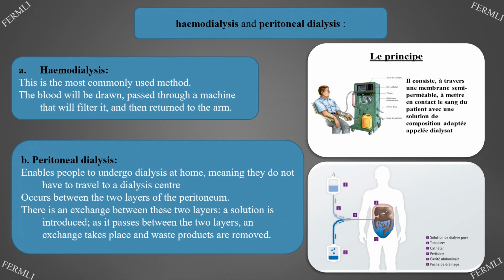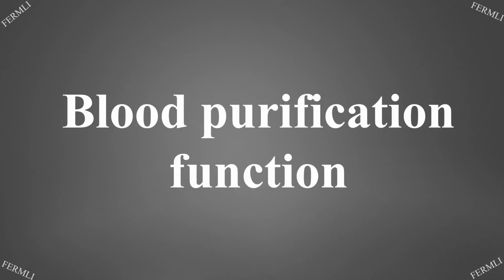Peritoneal dialysis enables people to undergo dialysis at home, meaning they do not have to travel to a dialysis center. It occurs between the two layers of the peritoneum. There is an exchange between these two layers. A solution is introduced. As it passes between the two layers, an exchange takes place and waste products are removed. Blood purification function.